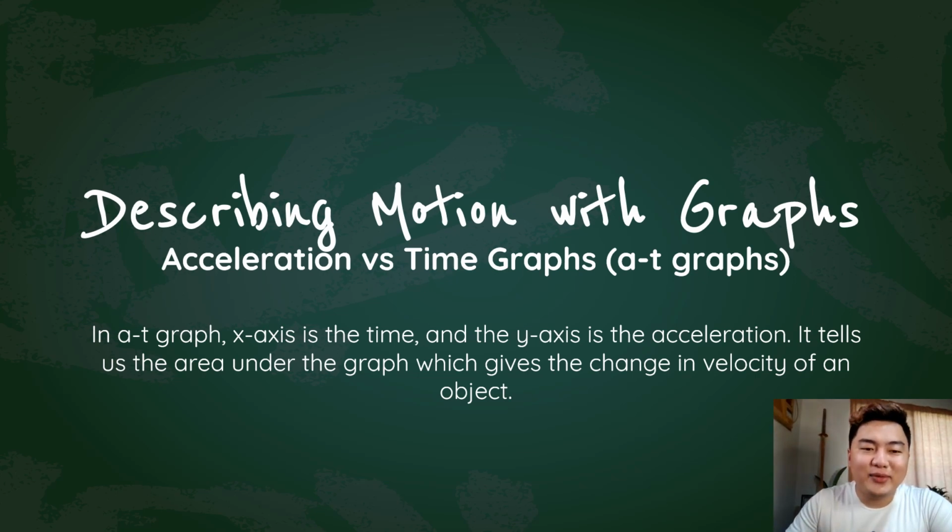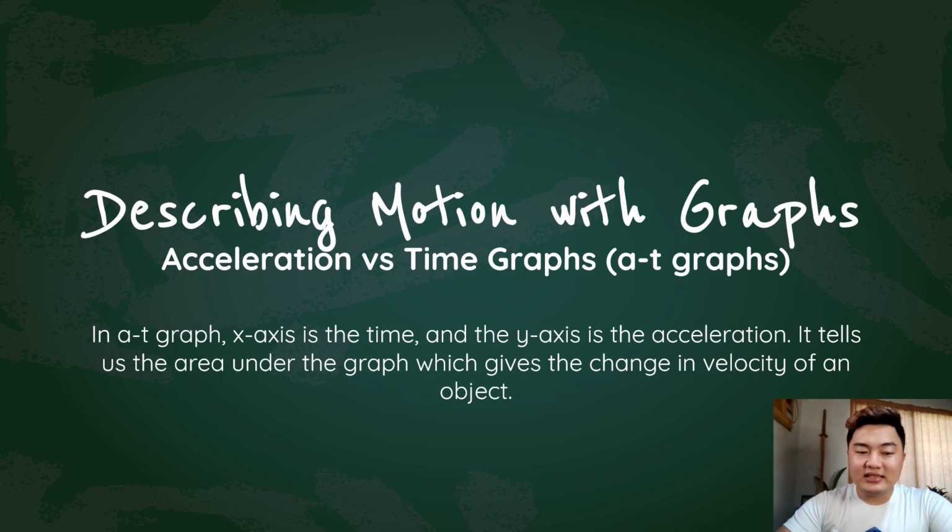Hi, so we're back with describing motion with graphs, but this time we'll be talking about acceleration versus time graphs, or AT graphs. We have already discussed PT graphs, or position time graphs, and velocity time graphs. Now for AT graphs, our x-axis is still the time, but for our y-axis, now we have values for the acceleration.